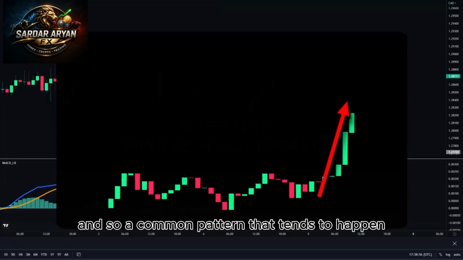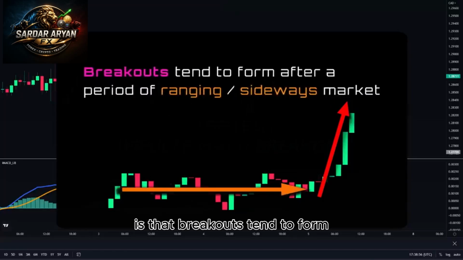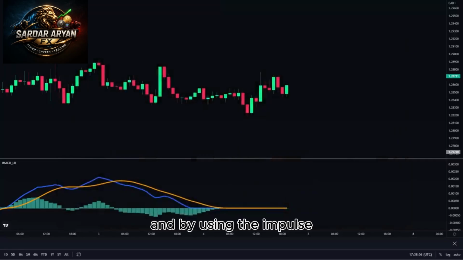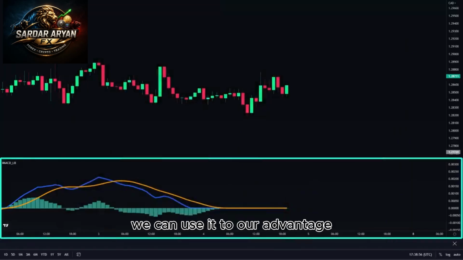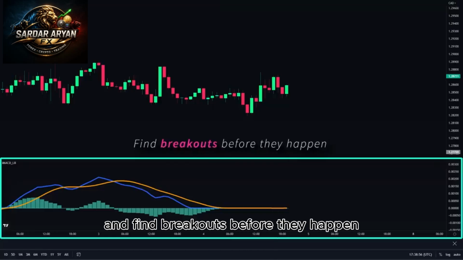And so a common pattern that tends to happen is that breakouts tend to form after a long period of ranging or sideways market. And by using the impulse MACD's ability to identify these ranging markets, we can use it to our advantage and find breakouts before they happen.